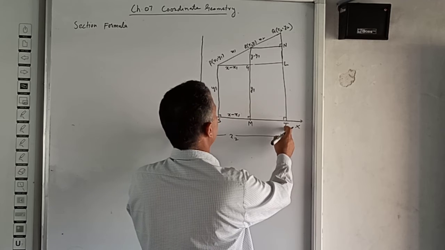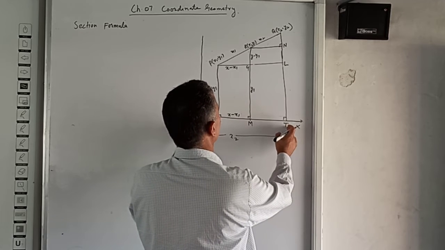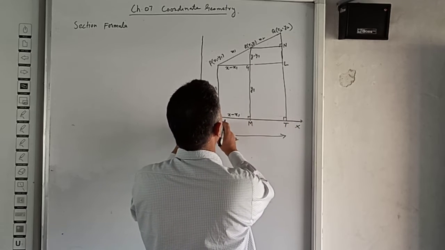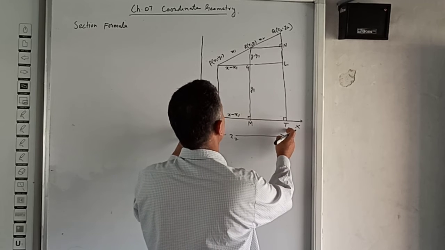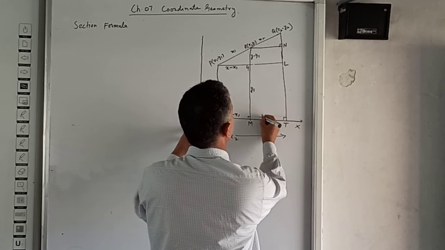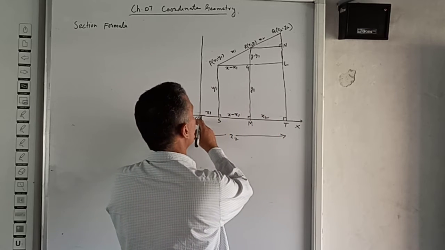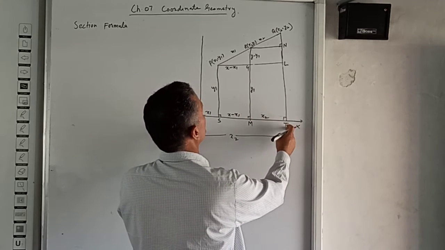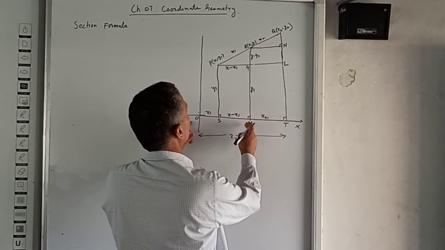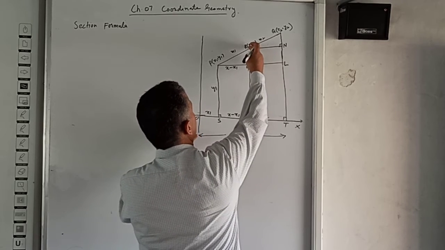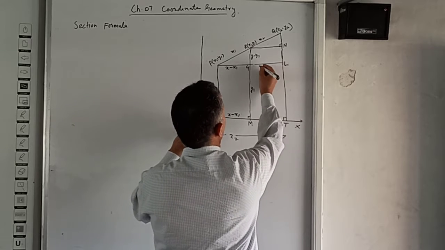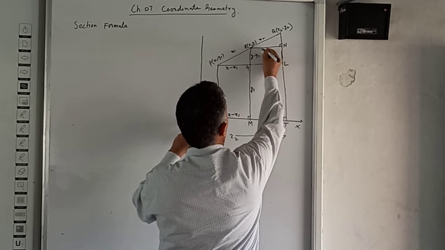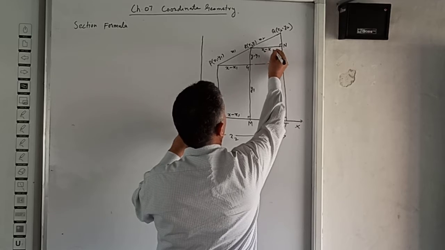This OT is x2. Then what is OM? OM is x. x2 minus x. This is x2. x2 is the distance from O to T. What is OM? OM distance is x because point x is here. So it is x2 minus x. So this distance is x2 minus x.